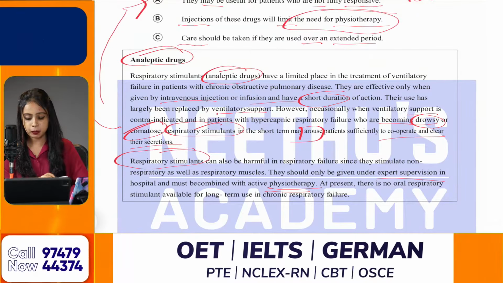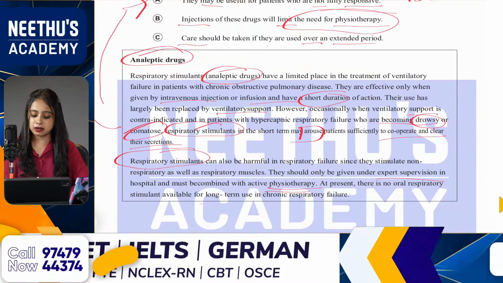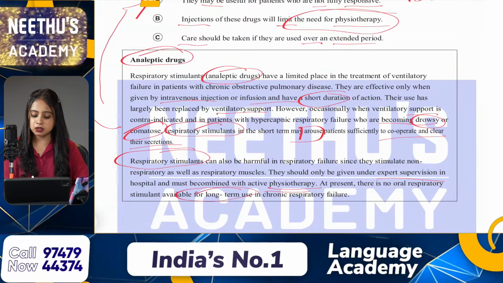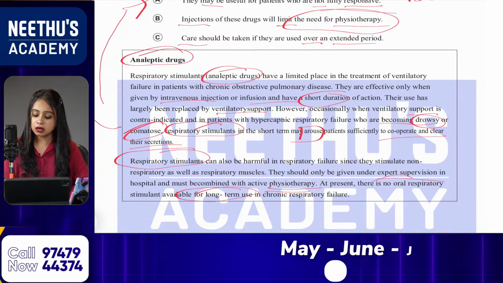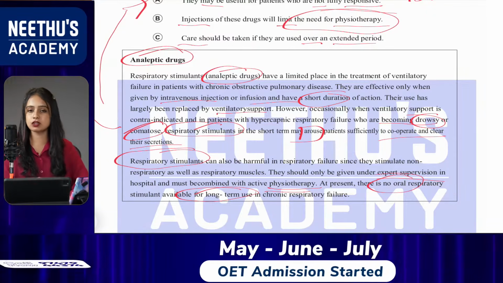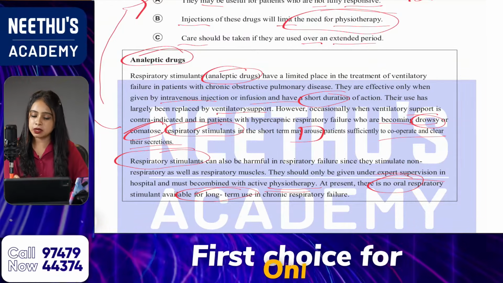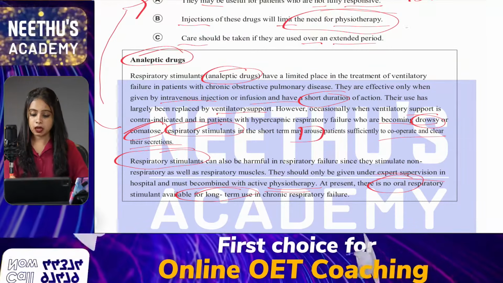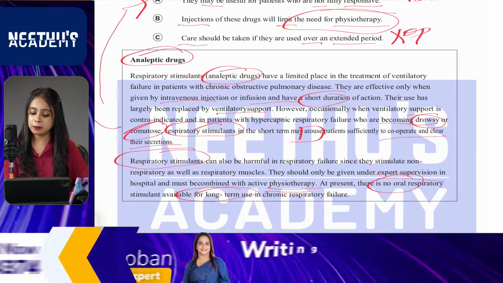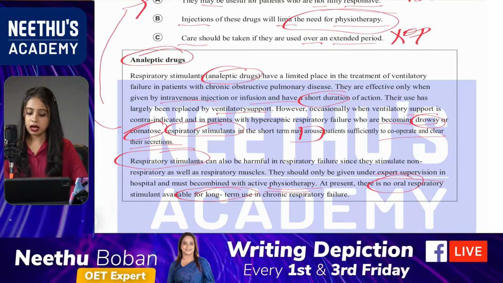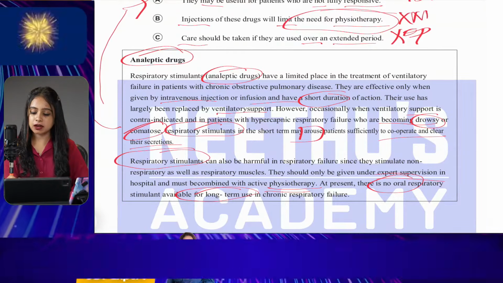Where is it mentioned? At present, there is no oral respiratory stimulant available for long-term use in chronic respiratory failure. So what about the last line? No oral respiratory stimulant, or there is no analeptic drug for long-term use. So which option can you eliminate? Option C can be eliminated because it is a contradictory option, or I can say the opposite option. And what about option B? It is not mentioned anywhere in the paragraph.